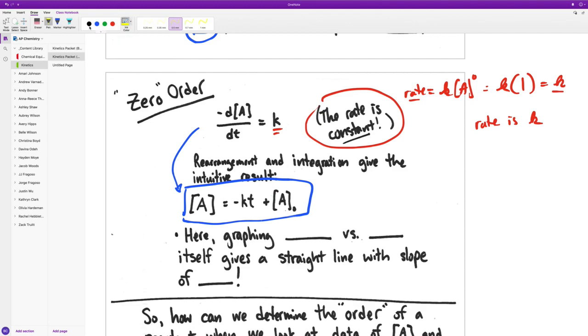But what are we graphing here? On the y-axis is concentration of A. On the x-axis, time. So A versus time. And that gives us a line with slope negative k, and the y-intercept is the initial concentration. That makes really, really good sense if you think about it. This y equals mx plus b thing. All right, remember this is called the y-intercept, and that's the slope.